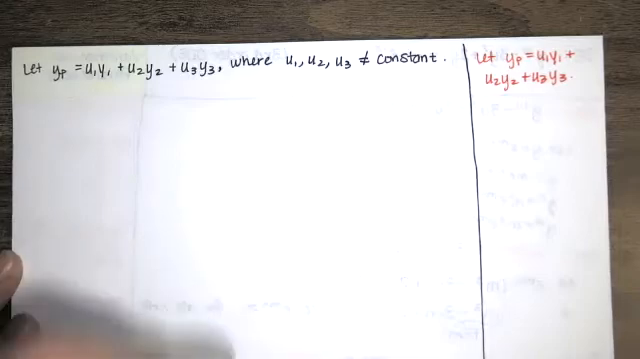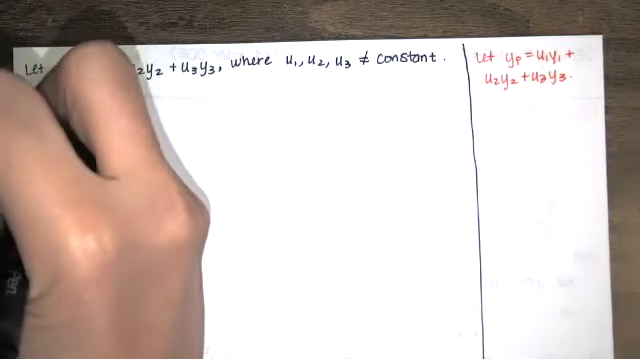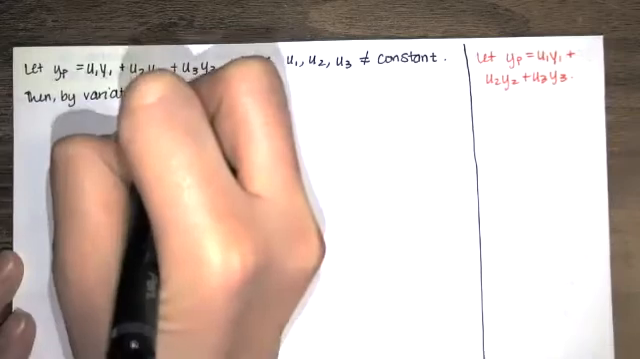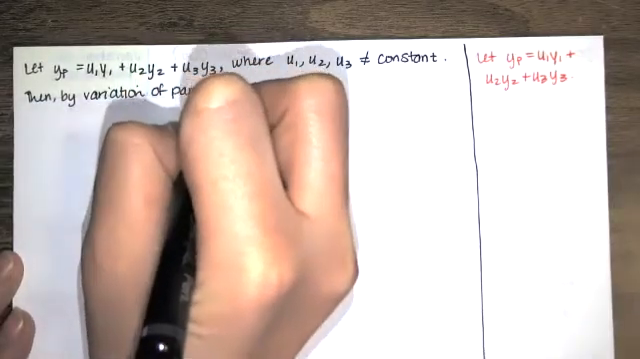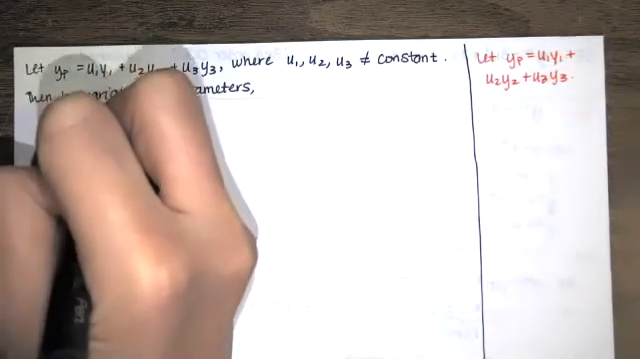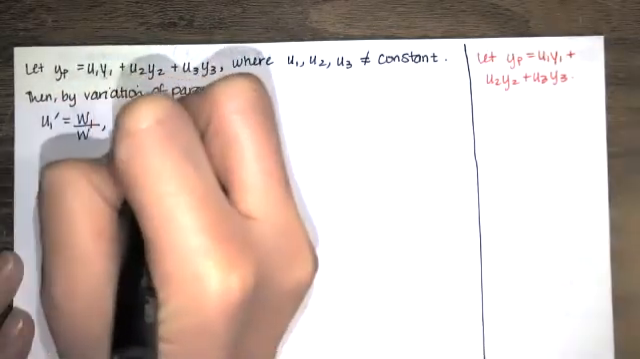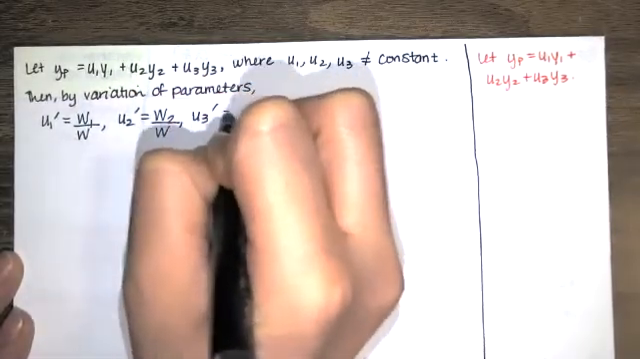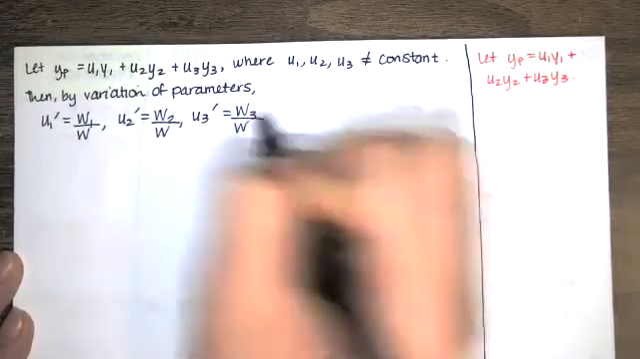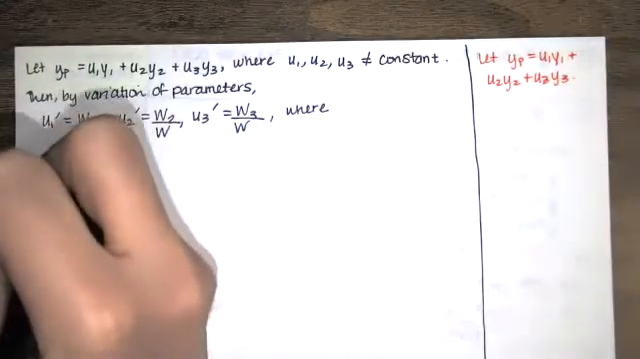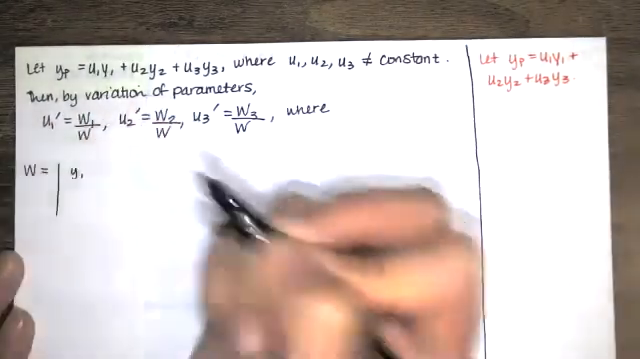Cramer's rule leads to these results. So we'll say let y sub p equal this, then by variation of parameters, u1 prime is equal to w1 over w, u2 prime is equal to w2 over w, u3 prime is equal to w3 over w, where w is the Wronskian of y1, y2, and y3.